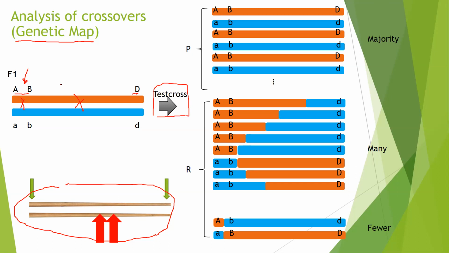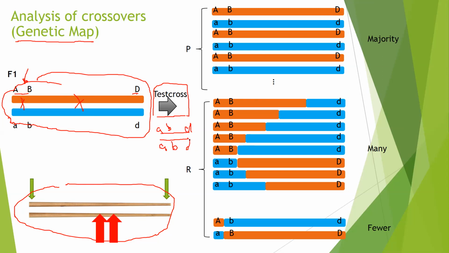Here, for example, this is a hybrid, the tri-hybrid. To test cross means we cross this one with another a, b, and d, the recessive for all three genes. So we do this test cross. Let me erase this, it's kind of messy here.